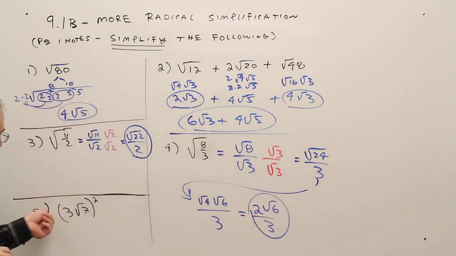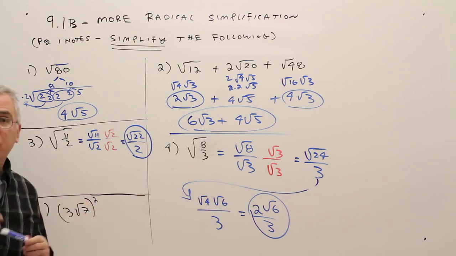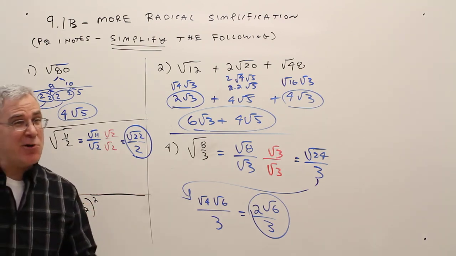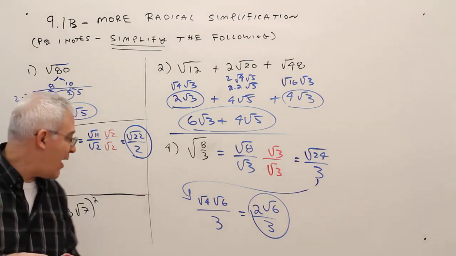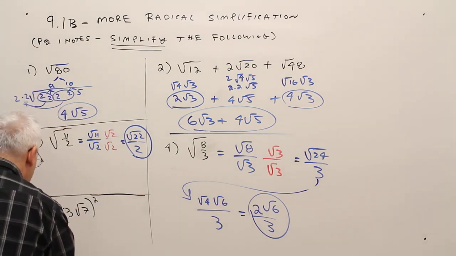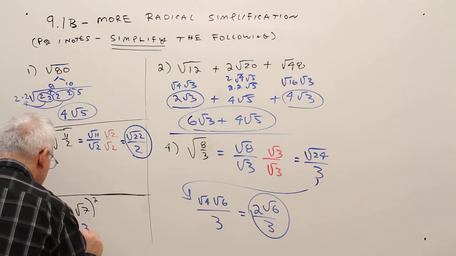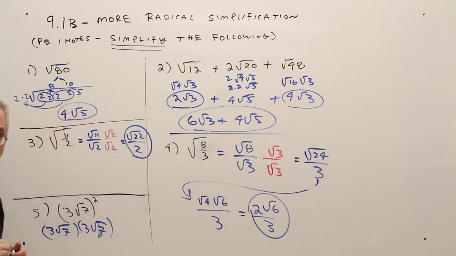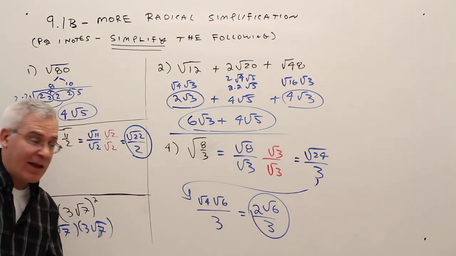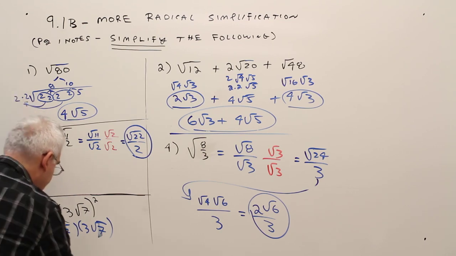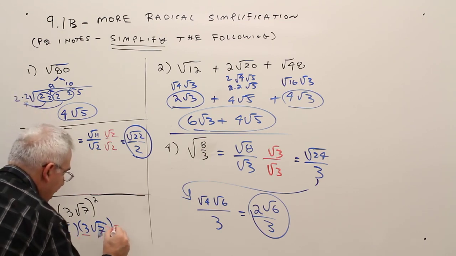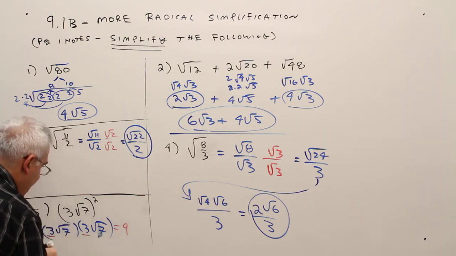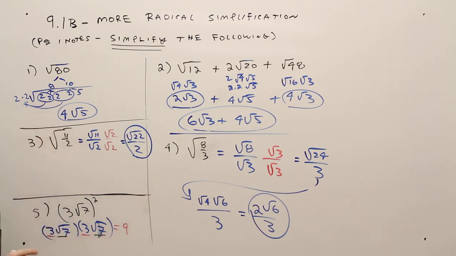Okay, finally, example 5, 3 rad 7 squared. So whenever you got something squared, you're multiplying it by itself. So I find it helpful if I rewrite this as 3 rad 7 times 3 rad 7. Okay? Then I'm going to do the outsides and the insides. So 3 by 3 is a 9, and rad 7 by rad 7 is a 7. And then 9 times 7 is simply 63.